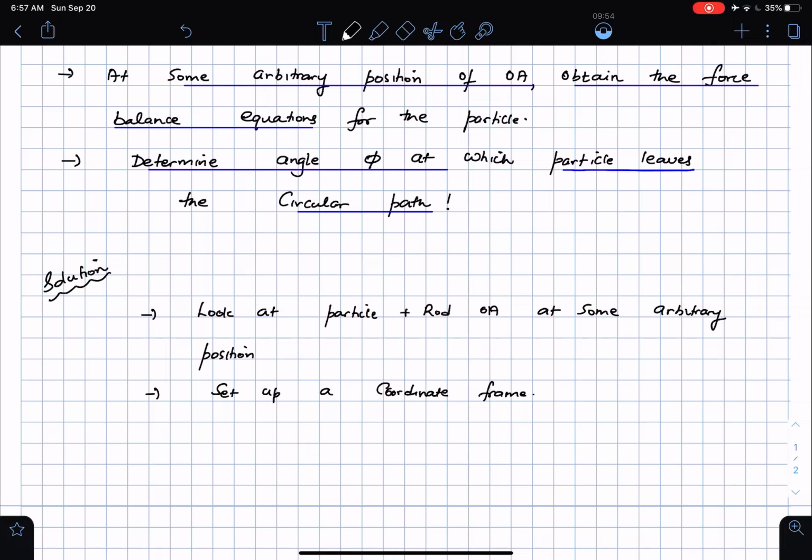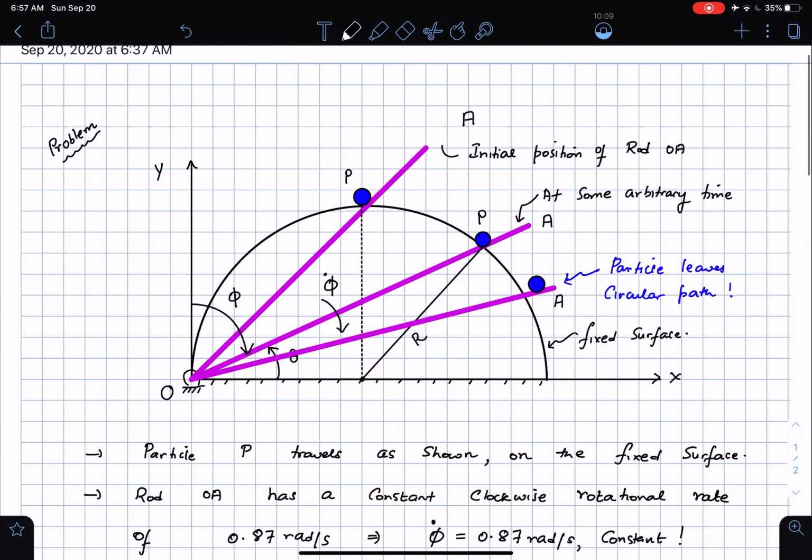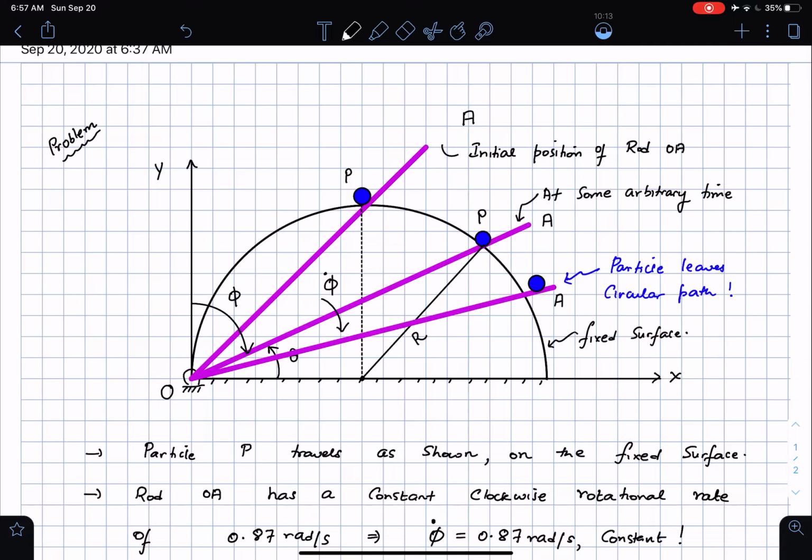Okay, so my choice here is the polar system. You can also solve this using the normal tangential, but I'm asked to find out the angle phi at which it leaves, which means that phi, as you can very well see in the figure here, is a polar angle, right? Because I'm sitting at the point O, which is a fixed observer, and so I can observe the proceedings as such.